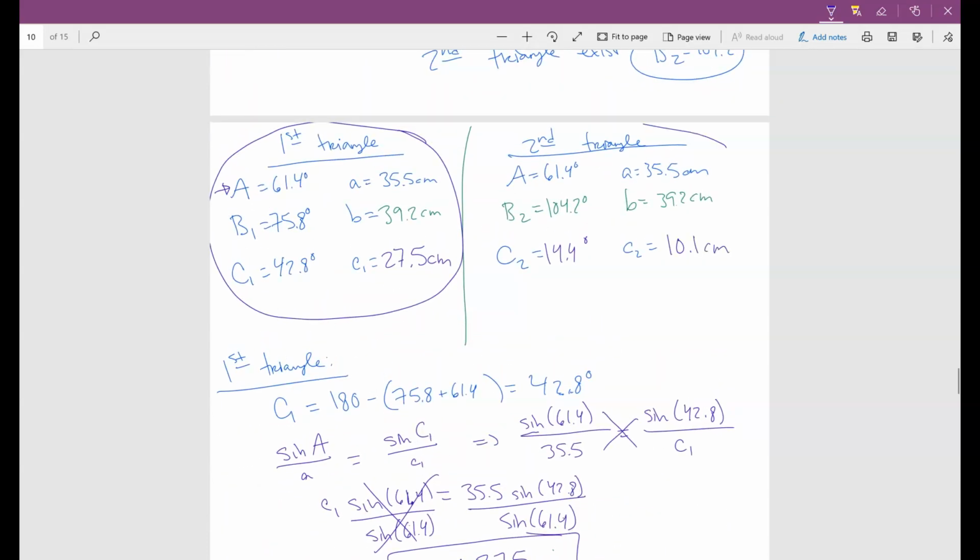Whew, that was a lot. So yeah, the second triangle, notice that you do have to do a little bit more work. It's way more work than the other ones.